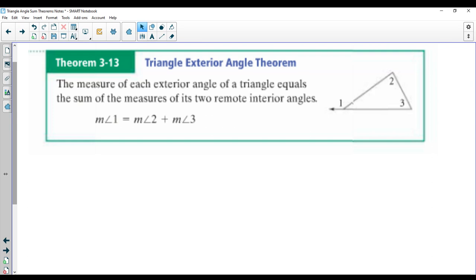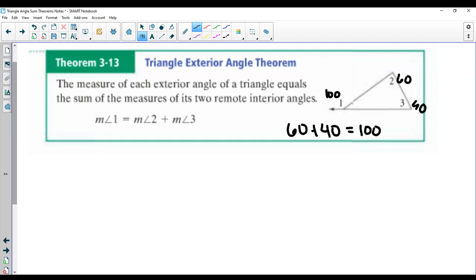This exterior angle is equal to these two remote interior angles. You add those two up, it's going to equal this exterior. Okay? So let's just pretend if this one's 100, then these two could be something like, oh Lord, I don't know, 60 and 40. It just depends. If you add the two interiors up that are far away, they're going to equal this exterior angle out here. That's really all that means. Now let's use it.